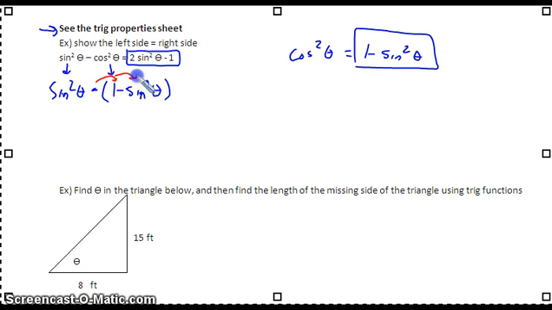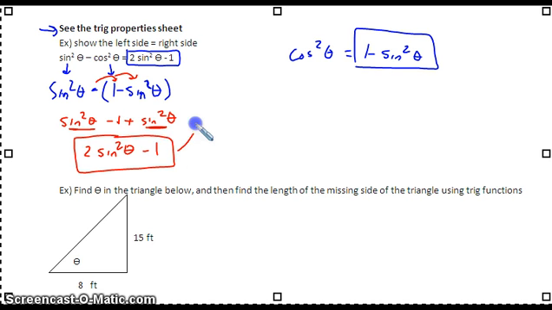So now what I'm ending up with is sine squared minus 1 plus sine squared. And if I combine my like terms, a sine squared plus another sine squared makes 2 sine squared, and then minus 1. And so notice that this is exactly the same as that. At no point did I move anything away from the left-hand side over to the right-hand side. You can't move anything over. You need to specifically deal with what's on the left-hand side, figure out which identities from your trig property sheet you can make substitutions with.